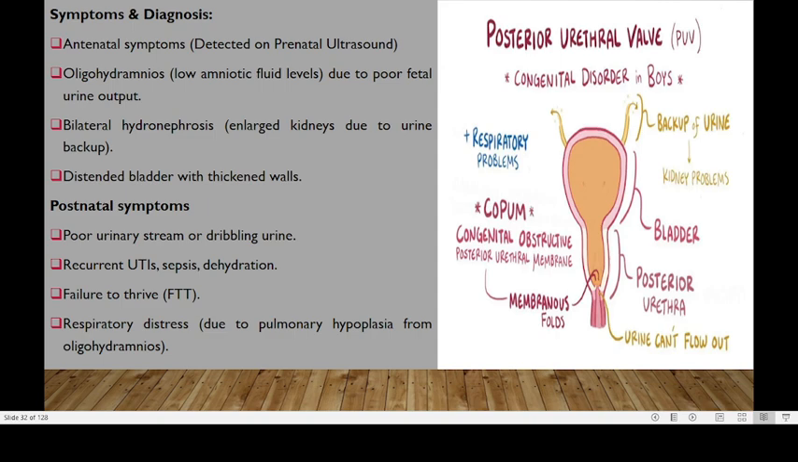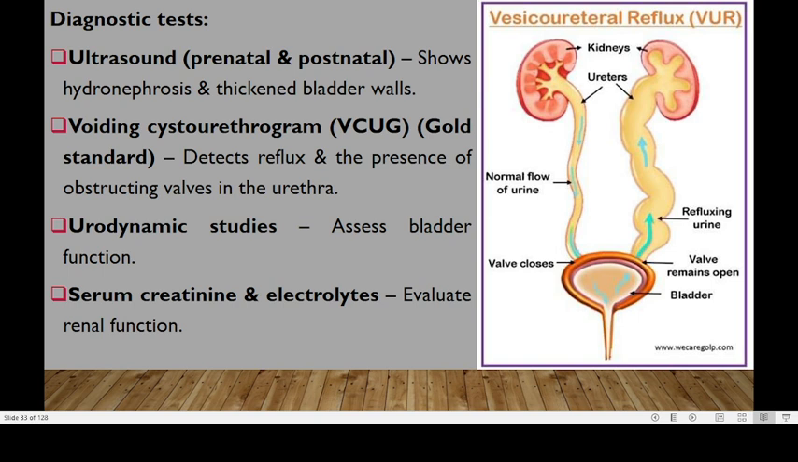Postnatal symptoms include poor urinary stream or dribbling urine, recurrent UTIs, sepsis and dehydration, failure to thrive, and respiratory distress due to pulmonary hypoplasia from oligohydramnios. That's why posterior urethral valve is also classified under urological emergencies, in as much as it's a congenital disorder. We can do an ultrasound, which will show hydronephrosis and thickened bladder walls.